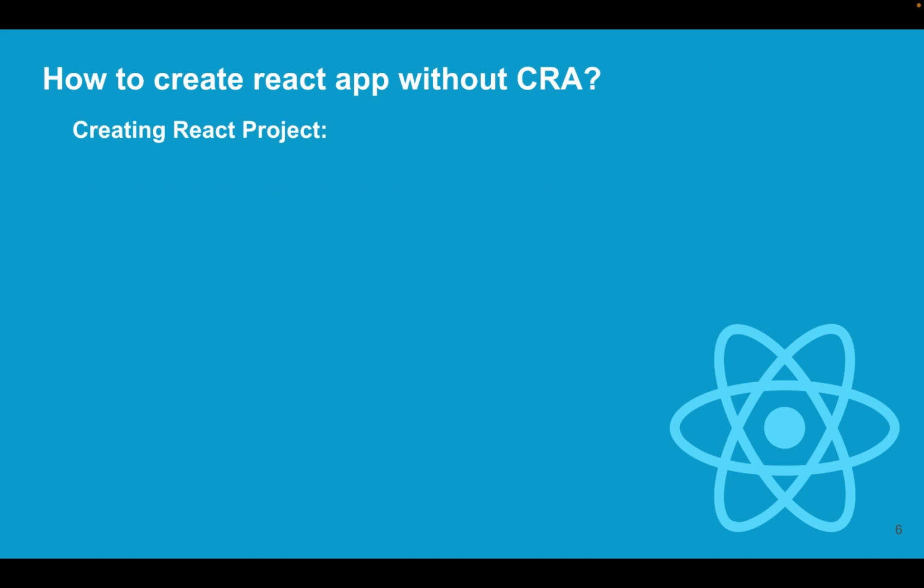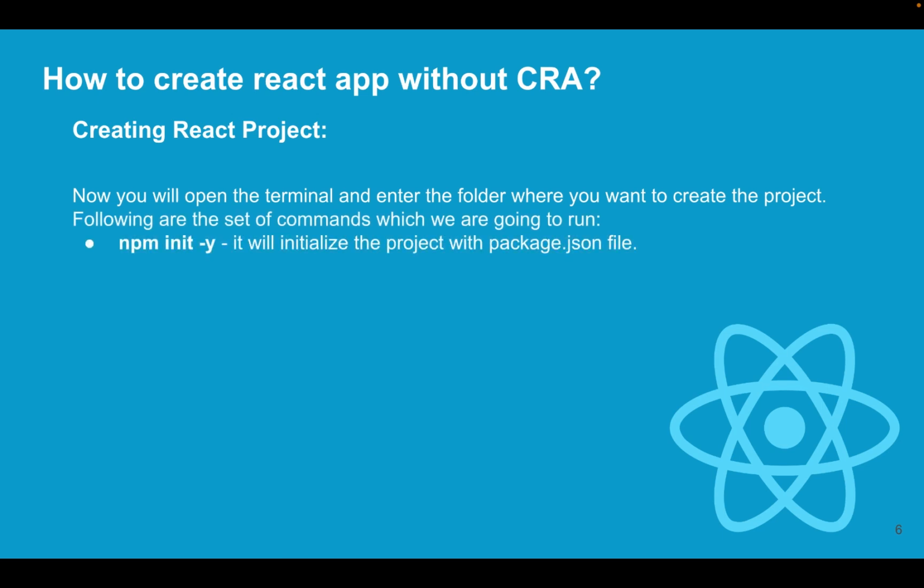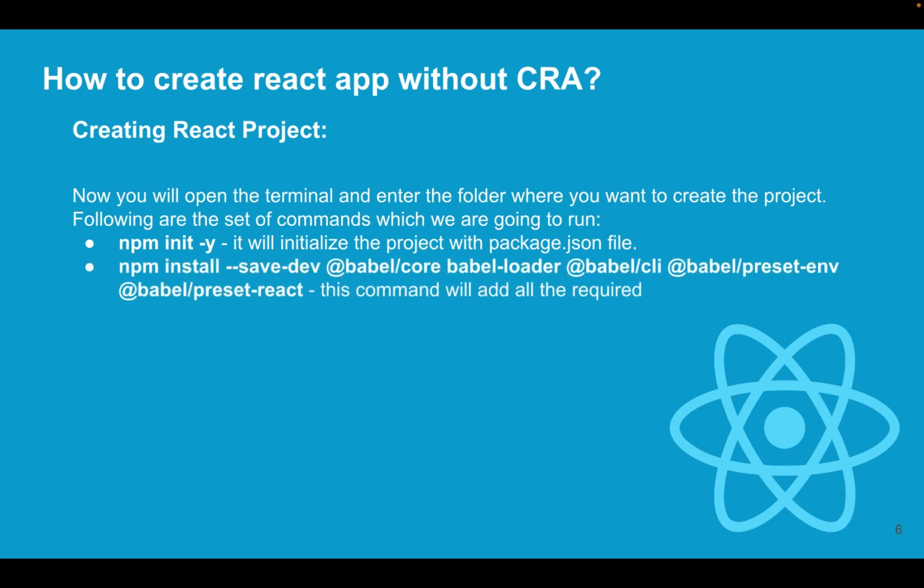So now we will start creating the project without using any CRA. Let's just go into the folder and open your terminal. The first command that you will run is npm init -y. It will basically initialize the package.json for your project, which contains metadata, scripts and dependencies. I'll show it later. Next we need to run the command npm install. What this command will do is add the required Babel packages. Let us check them one by one.